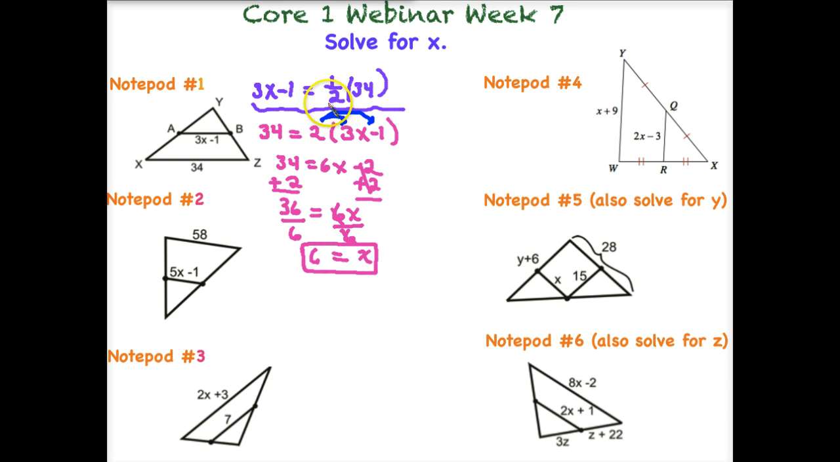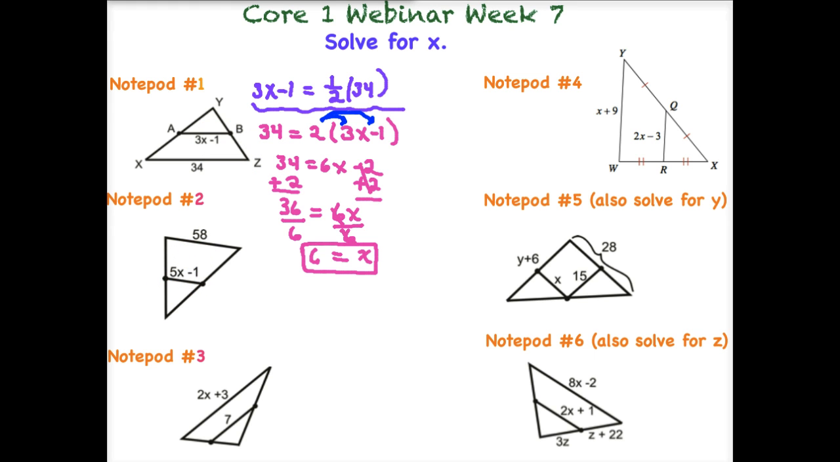So you can choose to do it the way I did it in purple, and actually for this problem that's probably quicker, or you can choose to do it the way I did it in pink. But always keep in mind the relationship. The midsegment is equal to 1/2 of the base, or the base is equal to 2 times the midsegment. So just be careful not to mix those up.